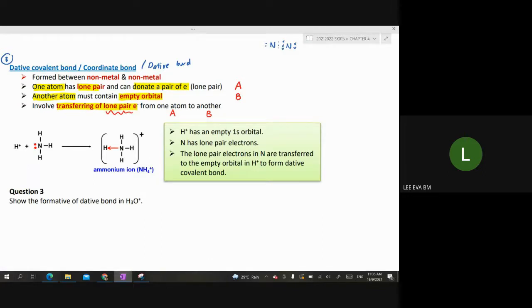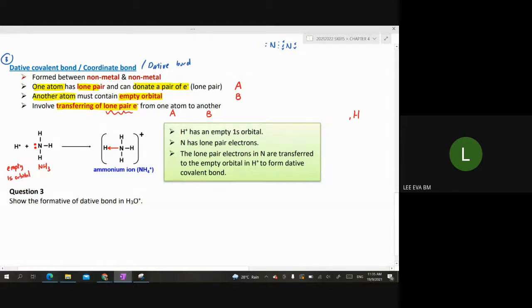We have the hydrogen ion, H plus, and we have NH3, the ammonia species. This is the Lewis structure for ammonia. Madam will guide you how to draw this Lewis structure in the next topic. For H plus, we know that originally an H atom has one electron only. But now H plus means no electron at all. So in this case, for your H plus, there is an empty 1s orbital.